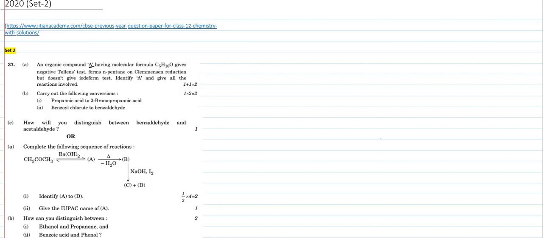So let's start with question number 37, which is the only one for this paper. So 37A. In this question, we have to figure out what a particular compound is, that is C5H10O. And they've given us certain pieces of information regarding this particular compound.